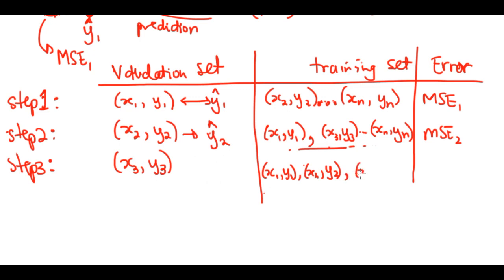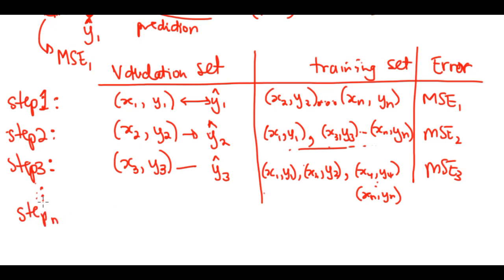We go to x4, y4, all the way up to xn, yn. And then after training it, we use that model to predict for x3. We come up with y3 predicted like this. We calculate the MSE, we have MSE3, all the way up to step n. Step n means we are going to leave one out.